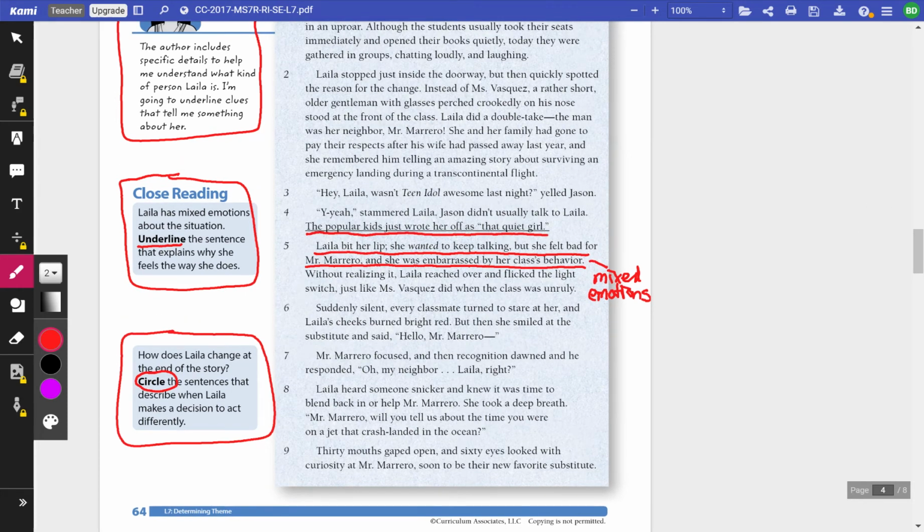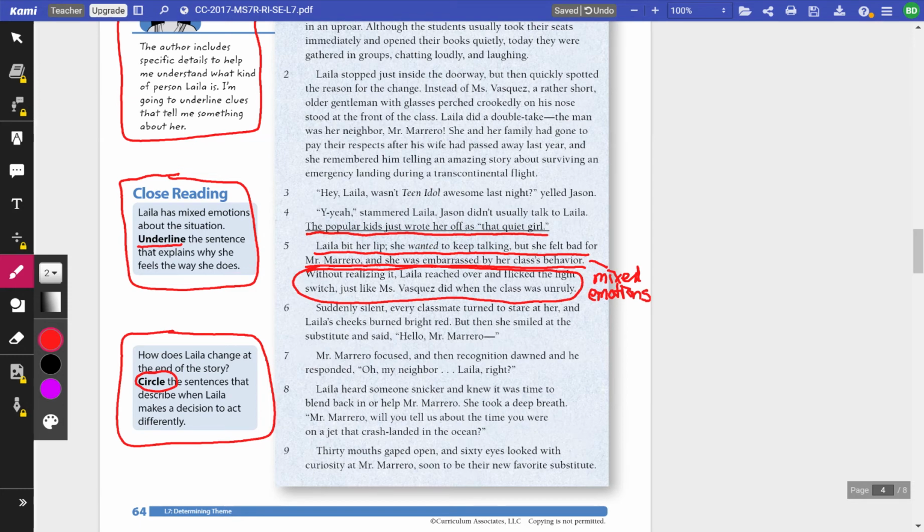Okay, so hopefully you were able to find that on your own, but let's go ahead and discuss it together. So in paragraph 5, it says, without realizing it, Layla reached over and flicked the light switch, just like Miss Vasks used to do when the class was unruly. So this shows how Layla is acting differently than she usually acts. So we know that Layla is a quiet kid. She doesn't really do anything to draw attention to herself. And when she does, this is her decision to act differently. So that supports her decision to act differently.